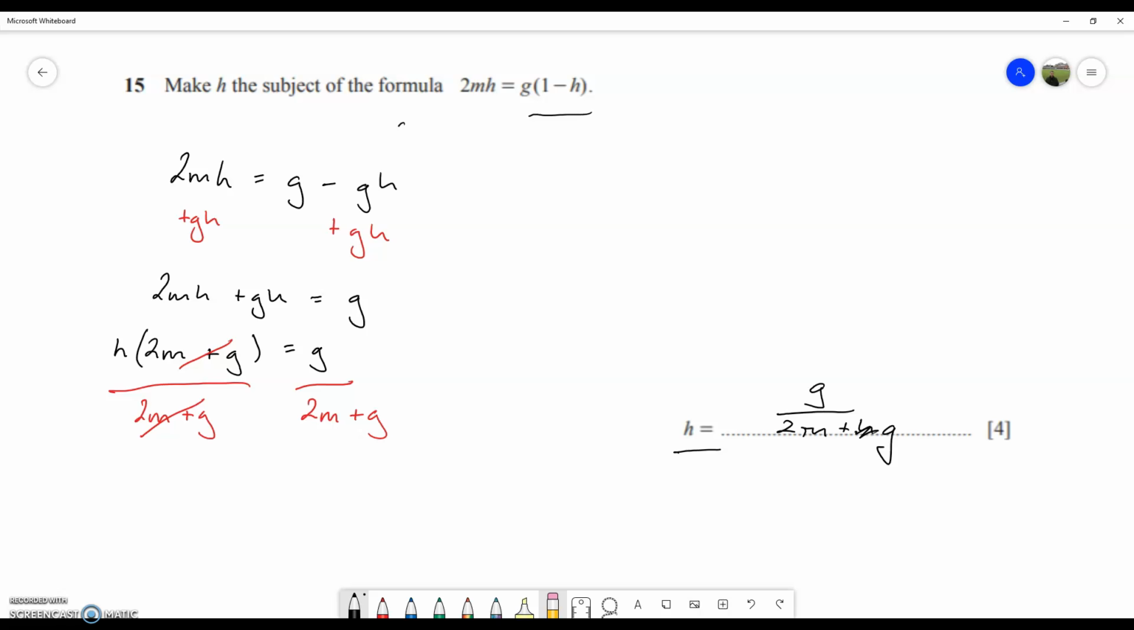Now, a lot of the times with questions you can simplify them further, but we've ended up with a formula with the rearrangement of h, so even if we can simplify it, we don't have to. And that's it.